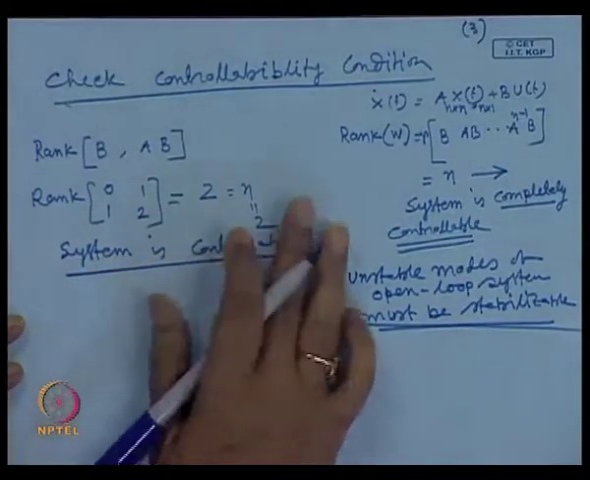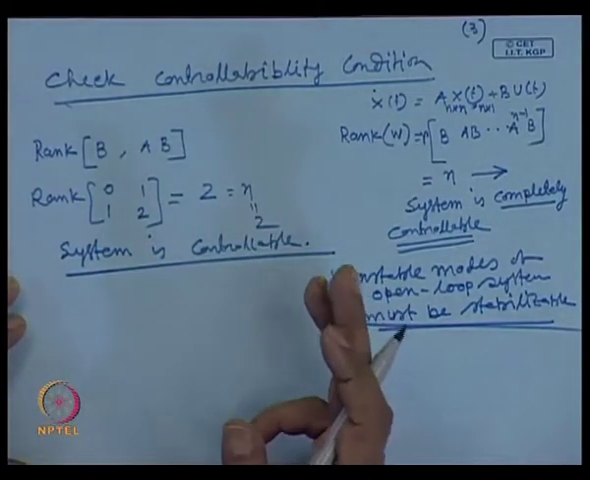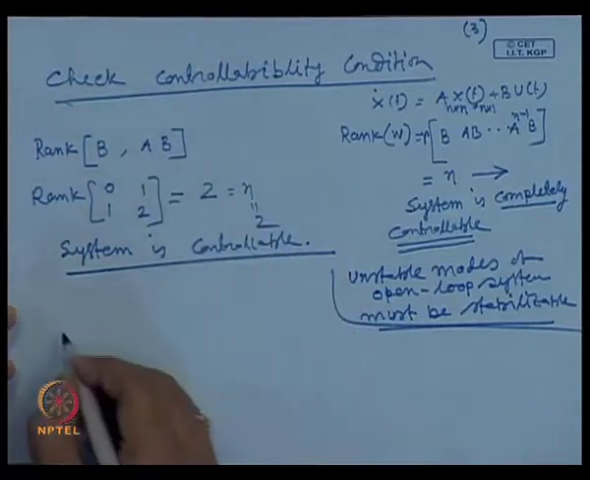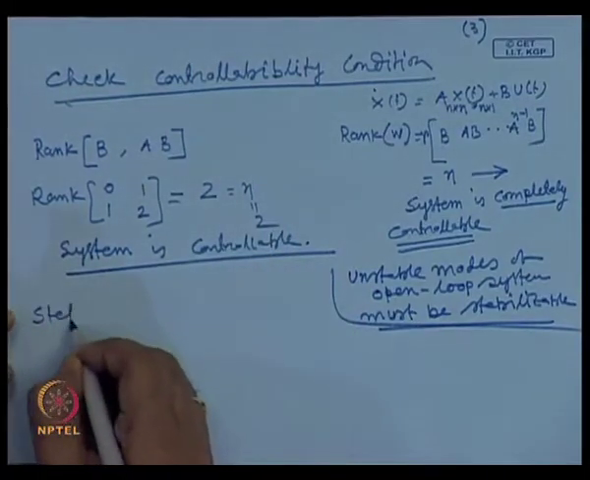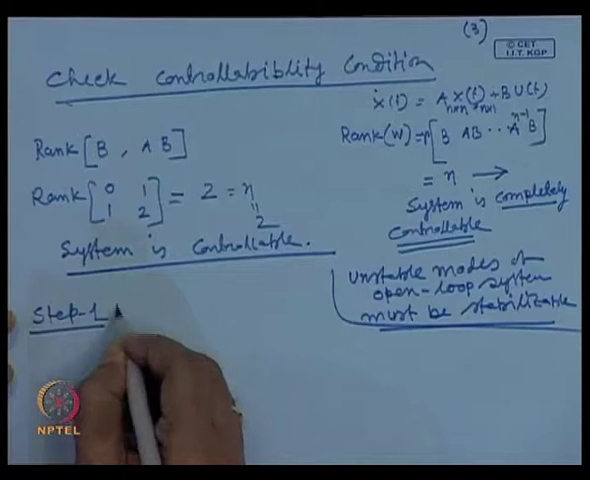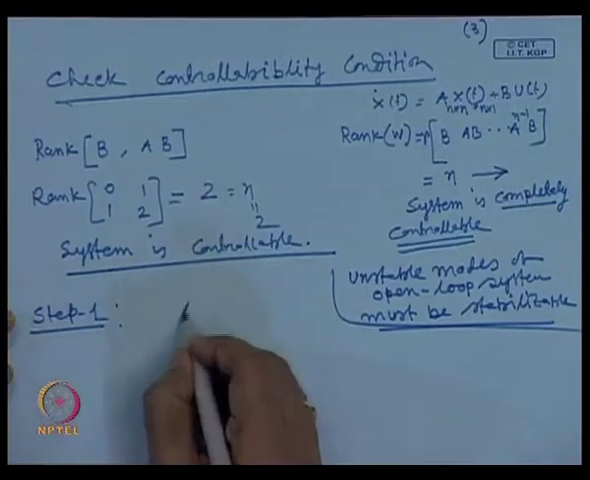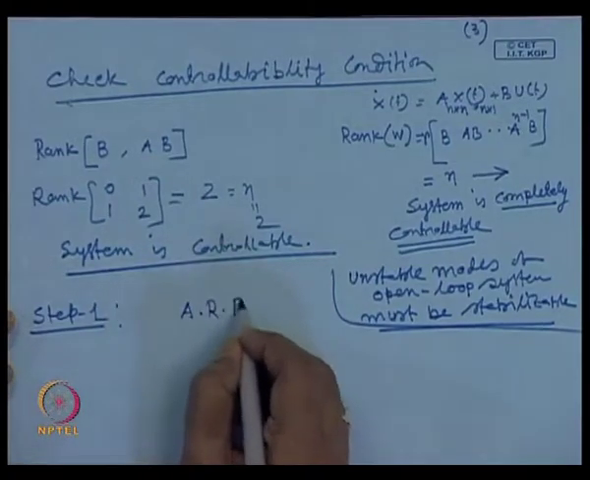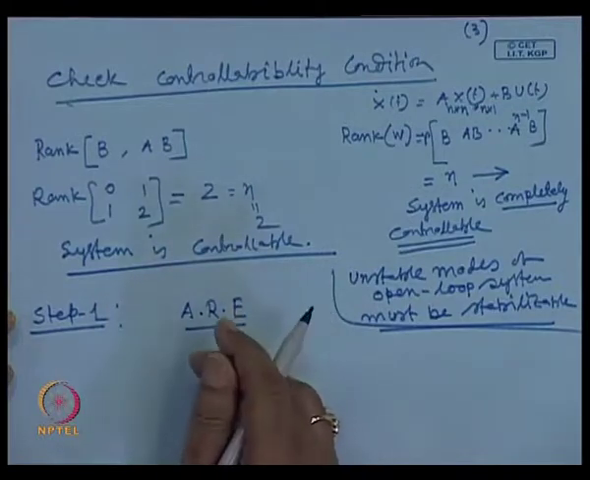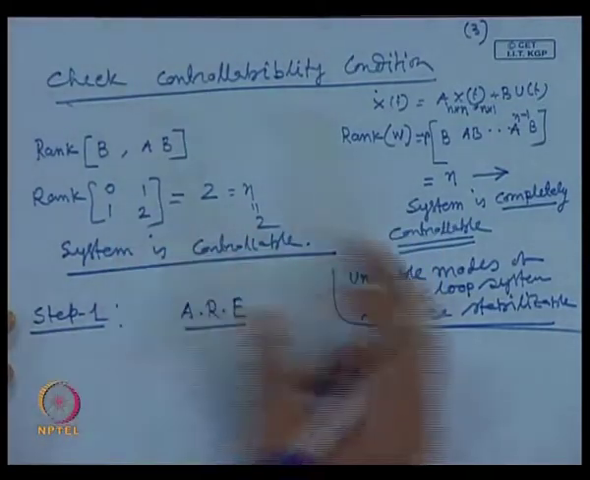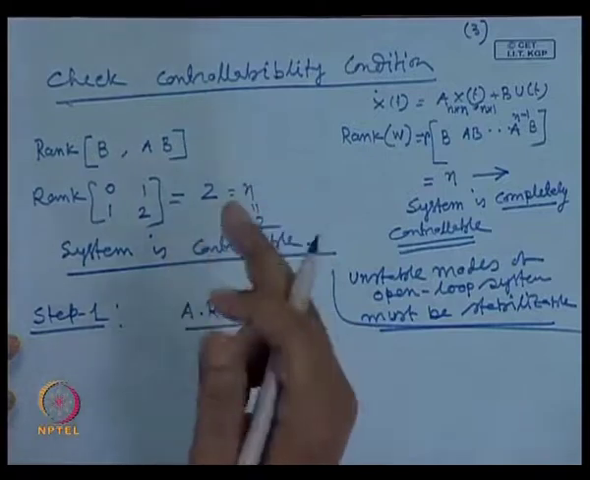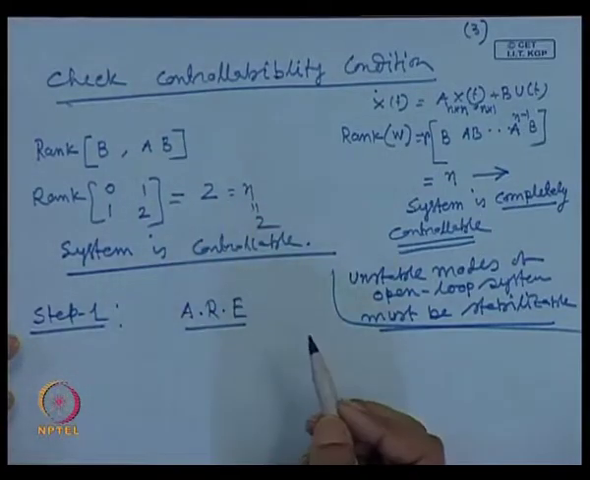So, first we check the controllability test, and if it is completely controllable, we can proceed. Then our step is, if you recollect one by one, we have to solve our algebraic Riccati equation. Since it is the infinite time regulator, the time is 0 to infinity in the integral of the performance index. So, it is the infinite time regulator problem.